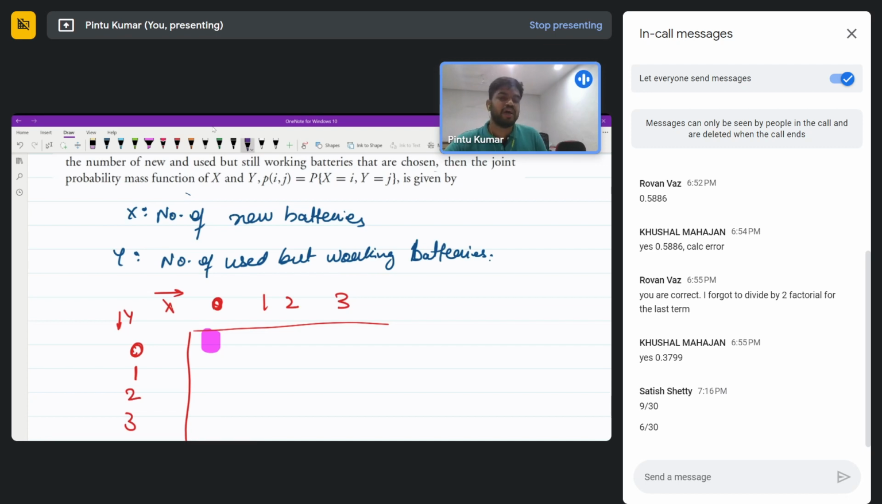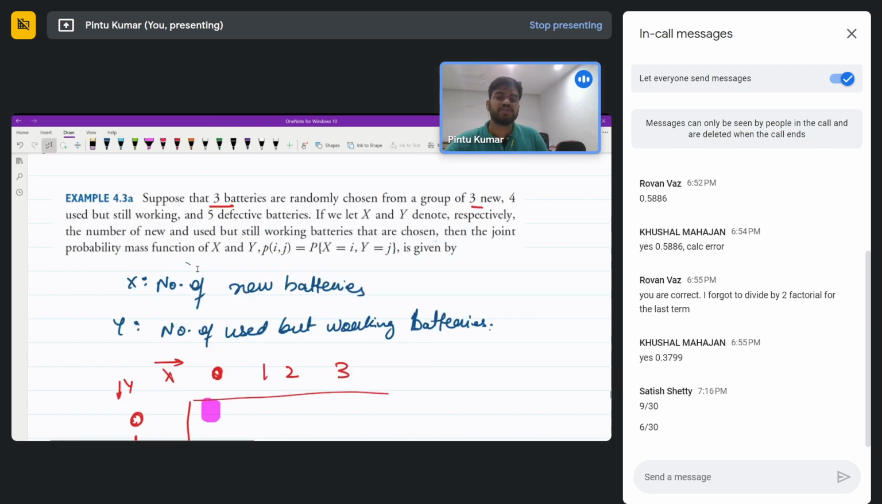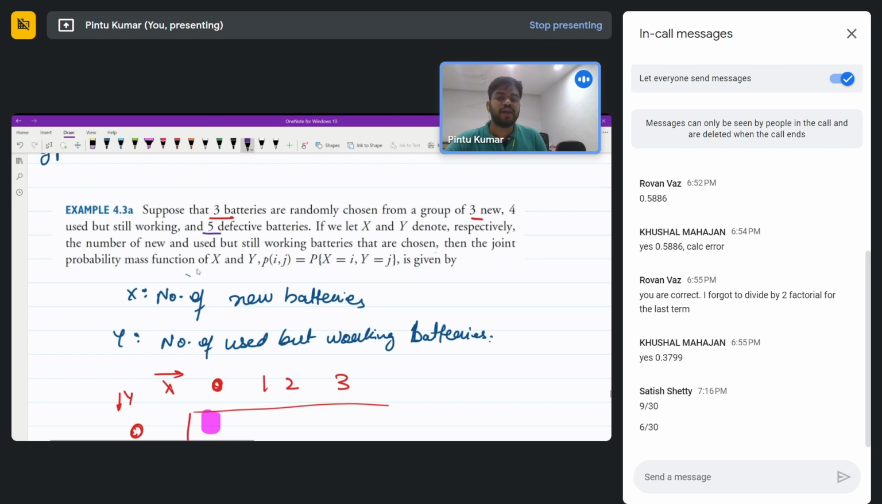So if X is 0 and Y is 0, what does that mean? That all the 3 batteries have been chosen from the 5 defective batteries. So there are 5C3 ways of doing it, divided by the total number of ways. So this is 3 plus 4 plus 5, which is 12C3.